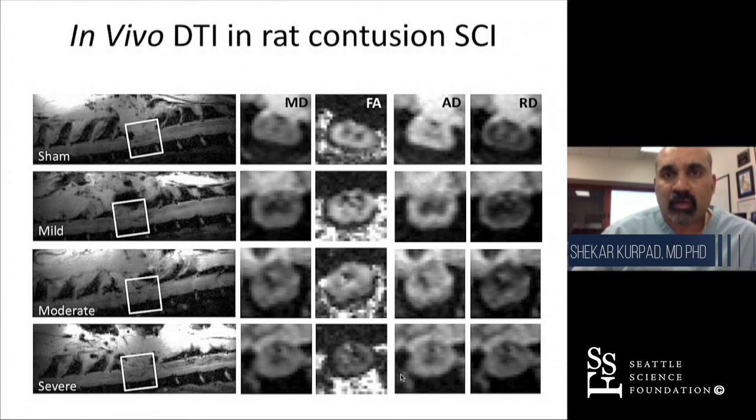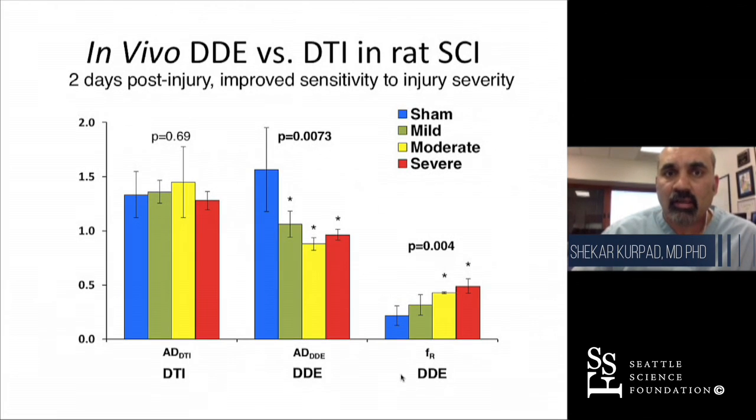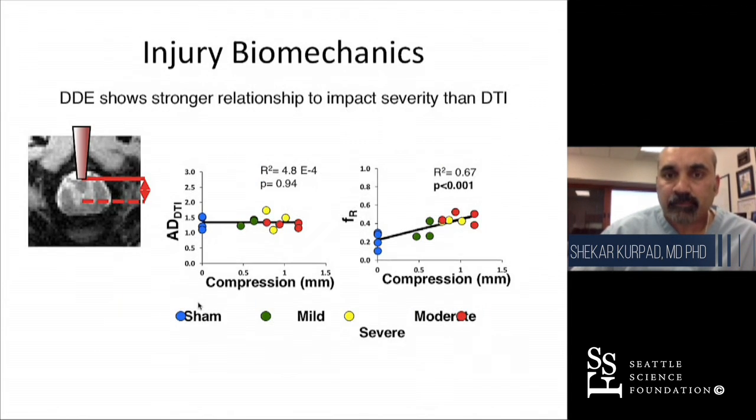This is an example of DDE, or double diffusion encoding, in a rat contusion model. And this compares at early, just 2 days post-injury, there's a significant improvement in DDE versus DTI in rat spinal cord injury. In other words, for varying severities of injury, DDE appears to detect the varying degrees of spinal cord injury very early after injury, as opposed to DTI, which doesn't yet detect the changes in diffusivity in proportion to the severity of injury.